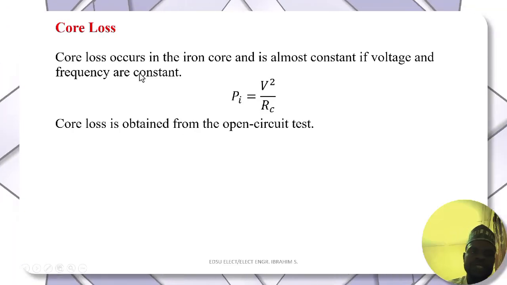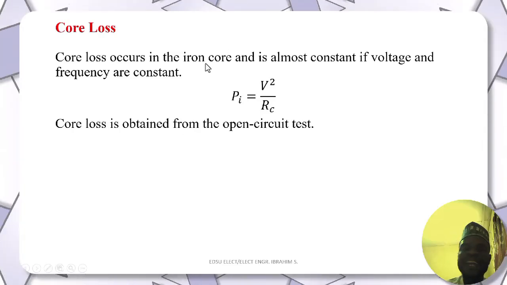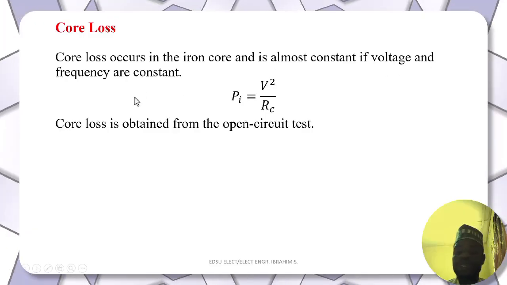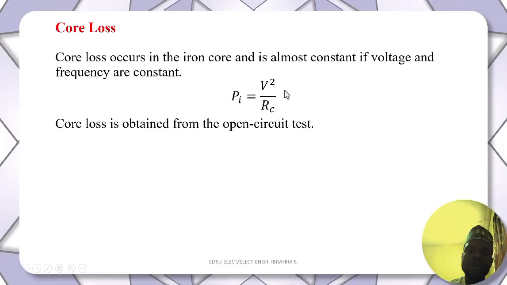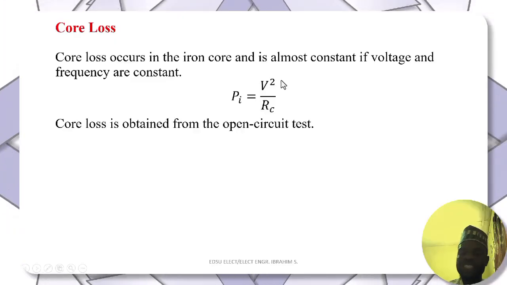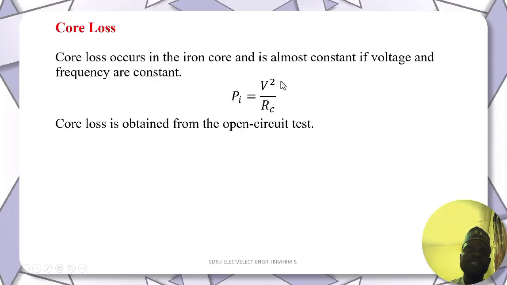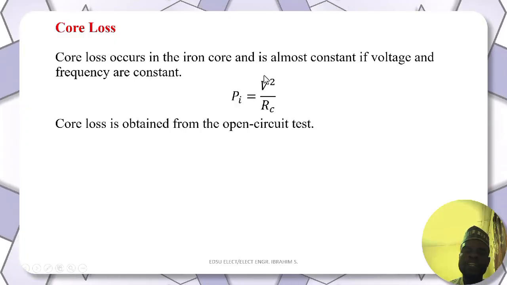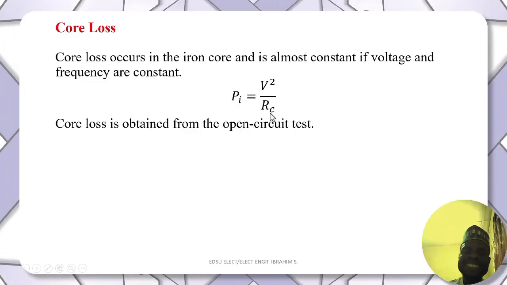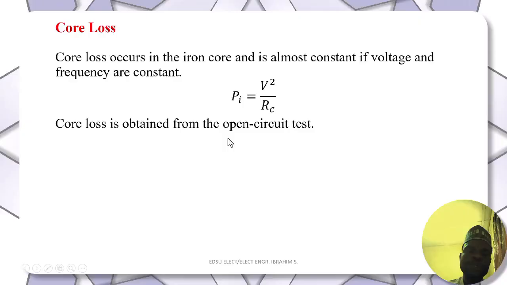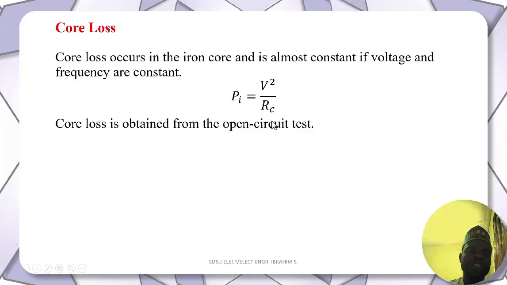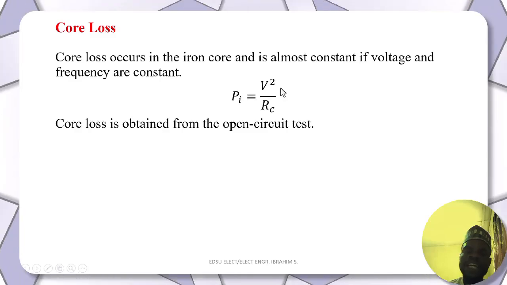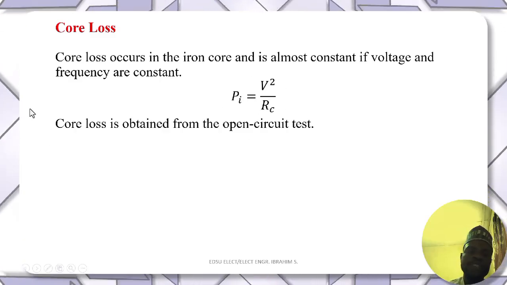So core loss occurs in the iron core and is almost constant if voltage and frequency are constant. We say our core loss occurs in the shunt part of the transformer. So we have our core loss, or you call it our iron loss, which is V squared over the core resistance, the shunt resistance. So core loss is obtained from the open circuit test, right?